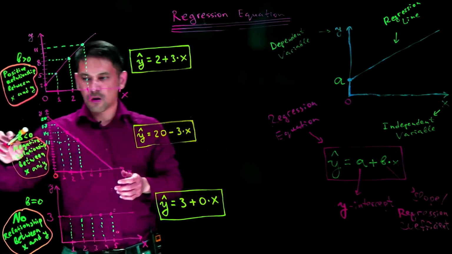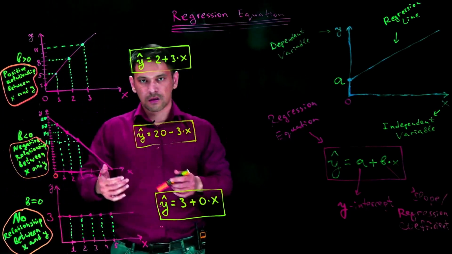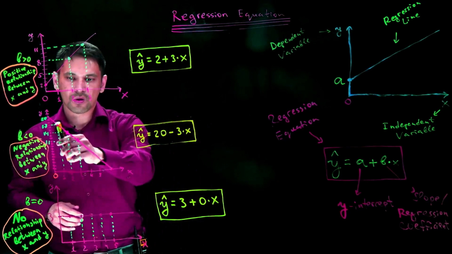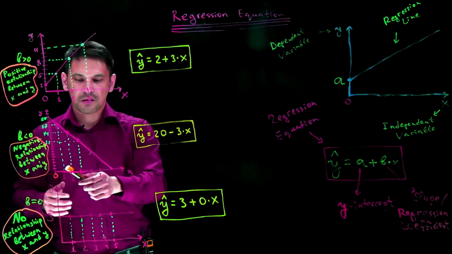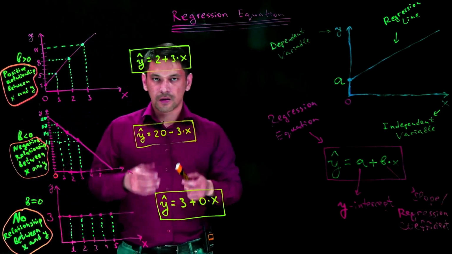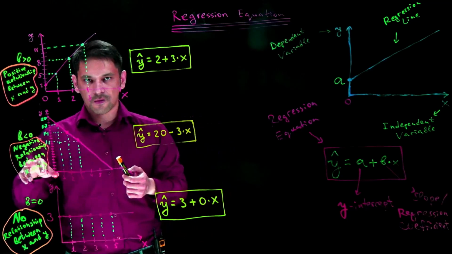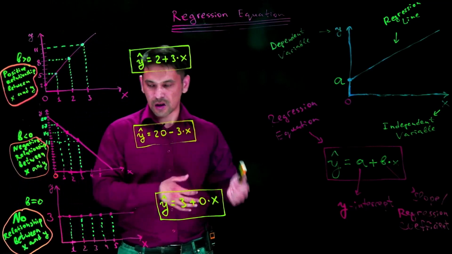Now, if the slope is negative, if the slope is less than 0, then it means that the regression line is going down. Okay? And it also means that each time x increases, y decreases. In this case, we usually say that there is a negative relationship between the variables x and y.